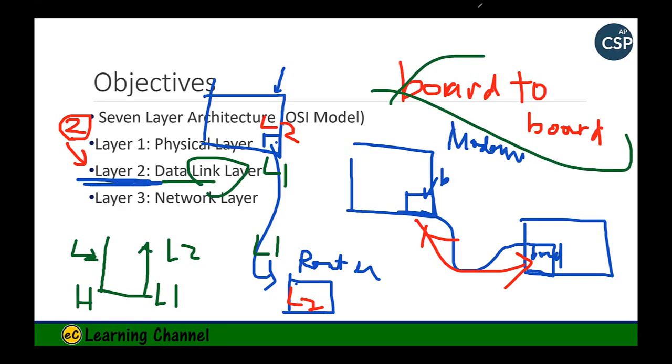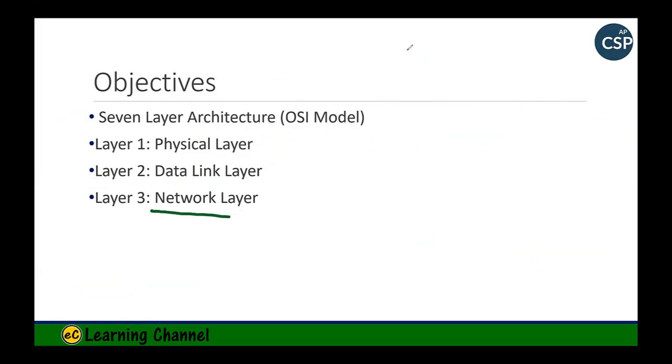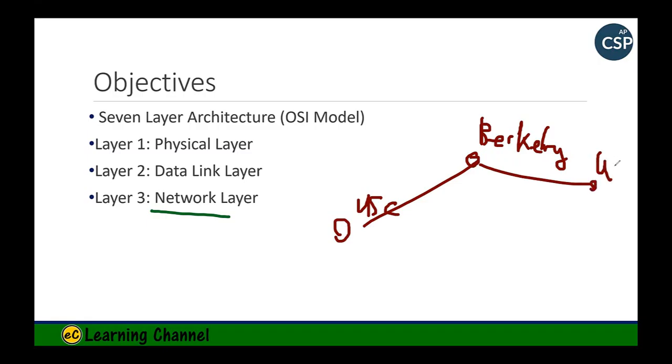The third one is the network layer. What is the network layer? You have USC connected to Berkeley, connected to Utah. So USC connected to Berkeley, this one-to-one, is level 3 to level 3.